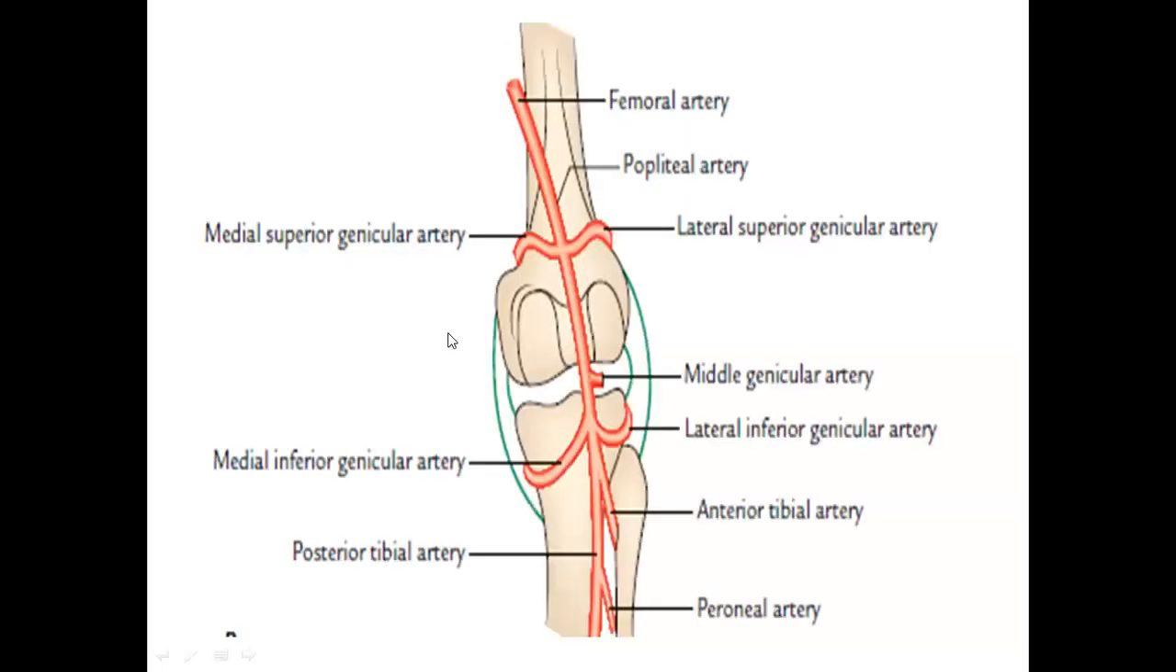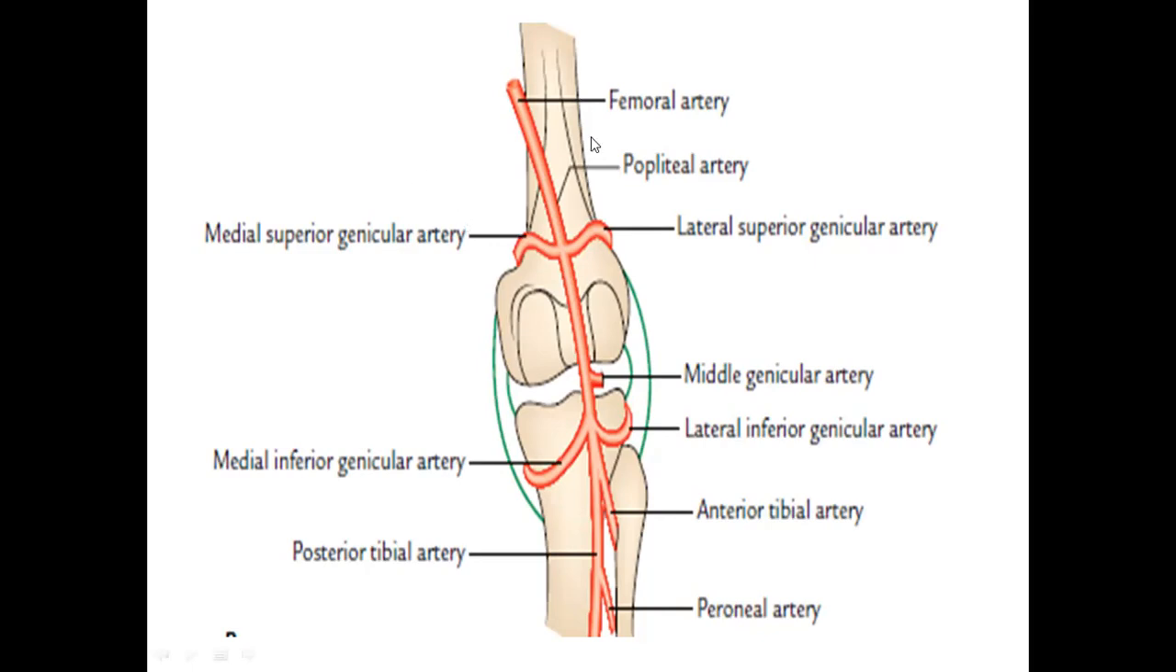Now, coming to the genicular branches. What do you mean by genicular branches? Genicular branches are those branches which supply the knee joint. Okay, so the genicular branches are 5 in number. As we can see in this diagram, this is a very easy diagram. People can make this diagram in the exam. What do we see here?